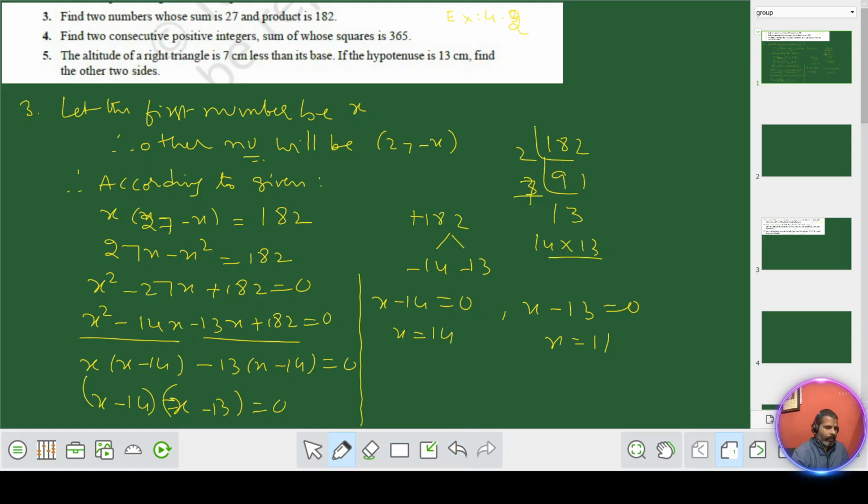How do we solve the quadratic equation by factorization method? We have separate videos. Please go through that, understand well. Okay, now what are the numbers? Therefore, required numbers are 14 and 13. If 14 is x, 27 minus x will be 13. If x is 13, 27 minus x will be 14. Okay, we'll move to the next question.